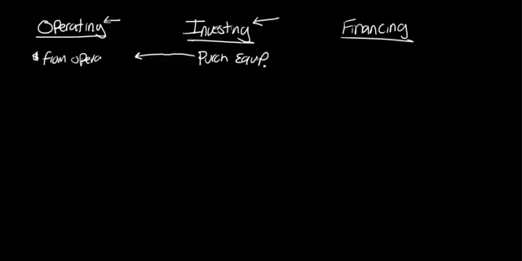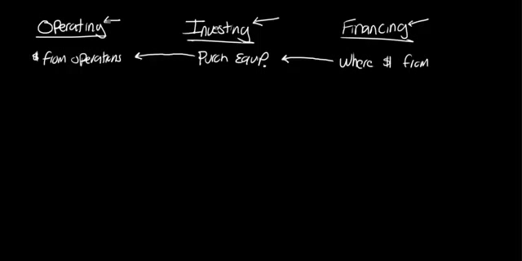Okay, and then the last piece is financing, and this is, where does the money come from? Where do we get our investments to purchase? Where do we get cash to purchase these investments, which then help us with our operating activities? So these are the three major sections, and actually the three major activities of any company.